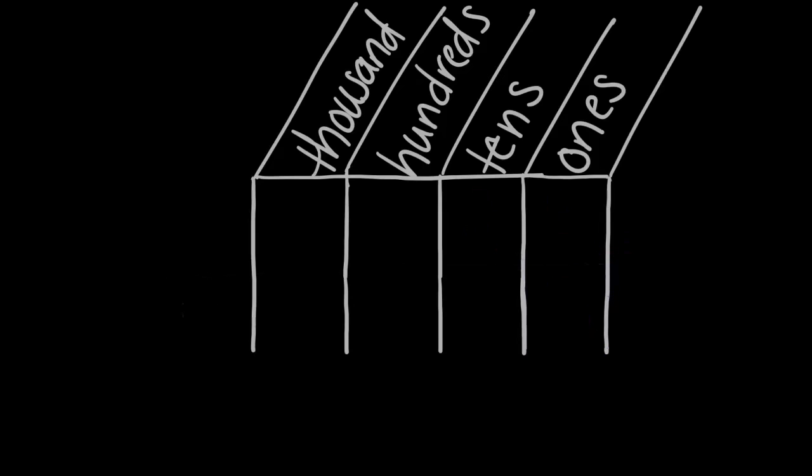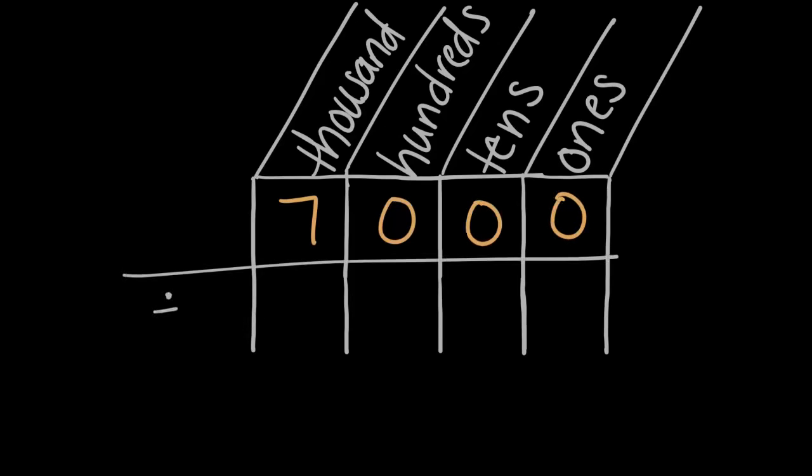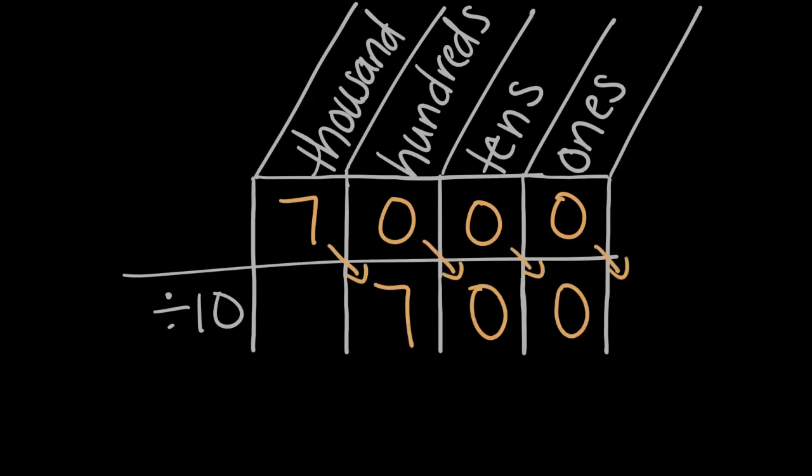Let's look at a little bit trickier one. We also tried 7,000, so that would be 7 thousands, 0 hundreds, 0 tens, and 0 ones. And when we divided by 10, our 7 in the thousands place became 7 hundreds. And the 0 hundreds became 0 tens, and 0 tens became 0 ones. And that last 0, we were able to cross off. It moved after the decimal. So 7,000 divided by 10 was 700. Again, everything moved one place value to the right.